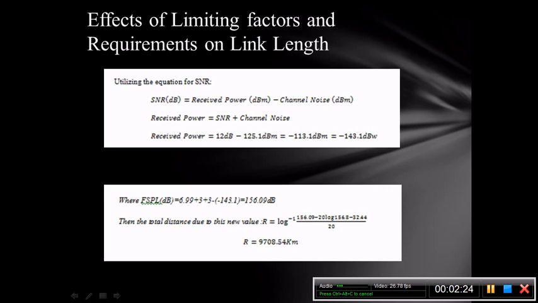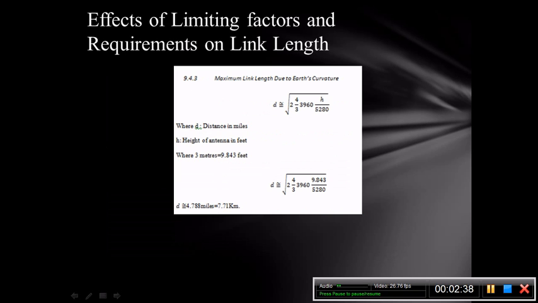However, by utilizing the SNR and calculating channel noise, a new received power is found. This value is substituted in the free space path loss equation to evaluate a distance of 9,708.54 kilometers. The maximum link length, however, was found based on the most limiting factor, antenna height.